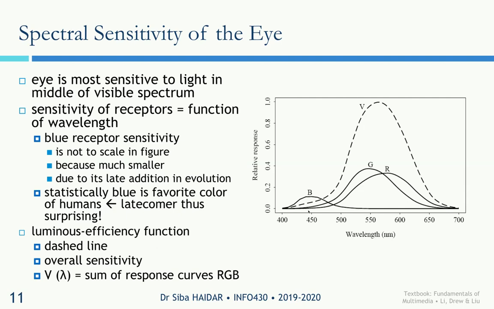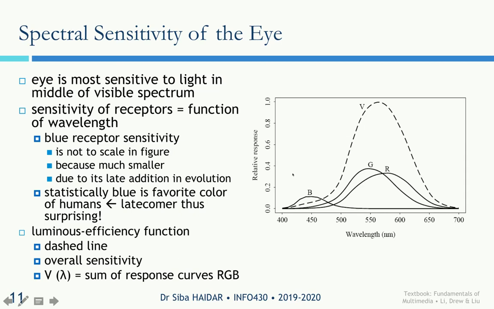So historically, we as humans could not see blue, and later, this is a later addition, the new version of humans that can now see the color blue. And that's why we are not used to seeing it, and we are not used to seeing the differences in the color blue as much as we can see the differences in the color red and green. And this is why statistically blue is a favorite color, because everything that is new is surprising.